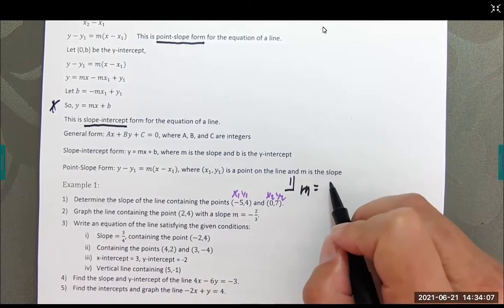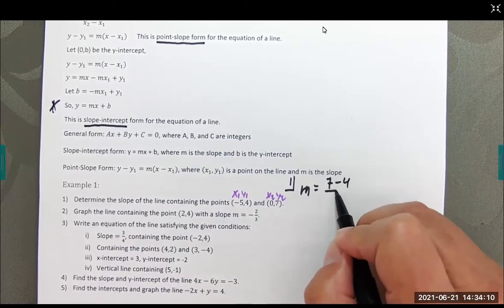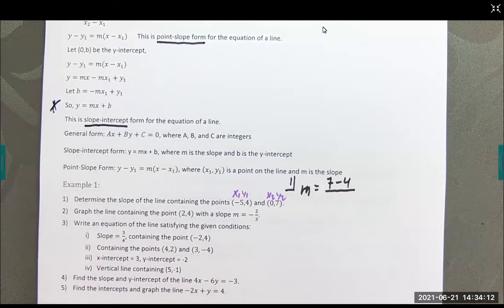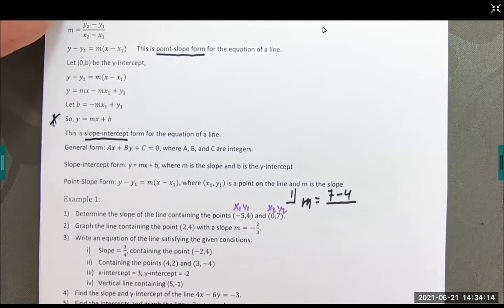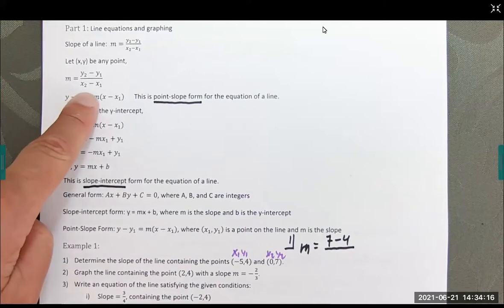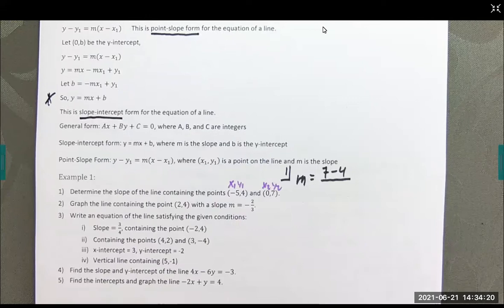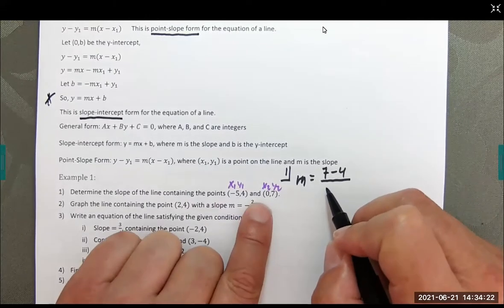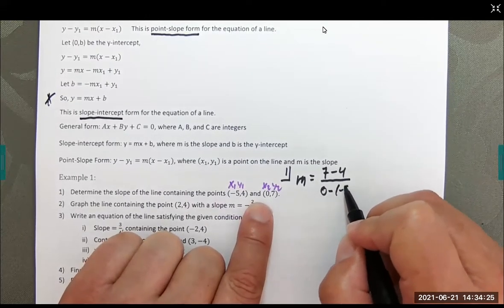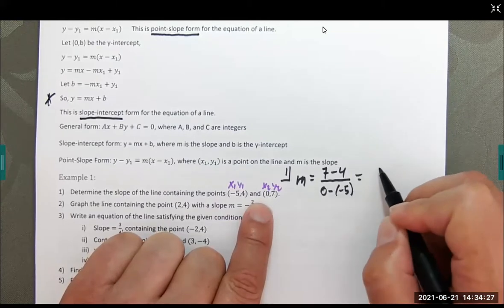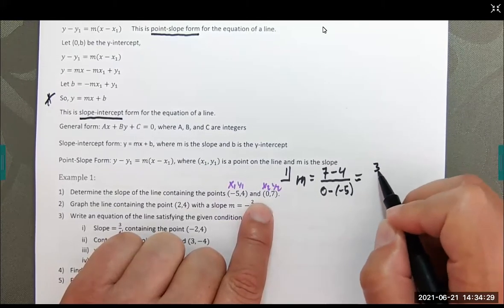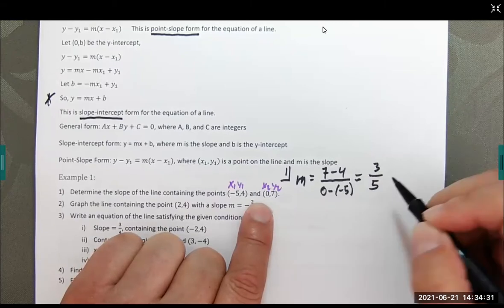So here we have 7 minus 4. And anytime you have a formula that has a subtraction in it, you've got to be really careful of the minus sign. And that will affect us here for this one. And here we have 0 minus -5. So there's that double negative there. So we have 3 over 5. Positive 3 over 5.